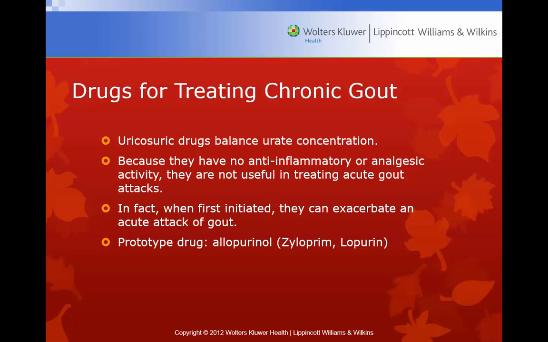All right. Drugs for treating chronic gout. Colchicine is used for an acute gout flare. Allopurinol is going to be for a chronic gout flare.